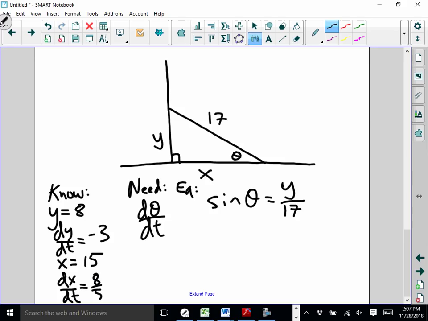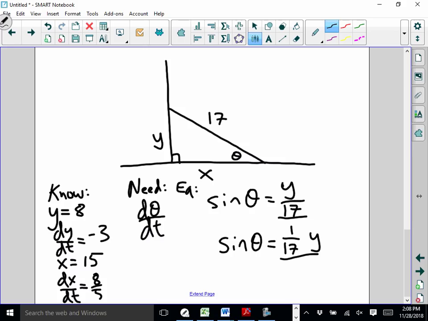So here's how I'm going to write this. Y over 17 is exactly the same as 1/17 y. To me, it's way easier to derive 1/17 y than it is y over 17. Because it's the same thing, right? But I like to see a coefficient and then a variable. Okay, so here's my equation.